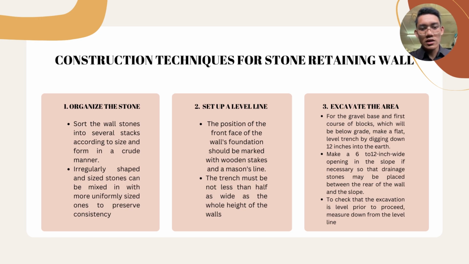Number 3 is excavate the area for the gravel base and first course of blocks, which will be below grade. Make a flat, level trench by digging down 12 inches into the earth. Make a 6 to 12 inch wide opening in the slope if necessary, so that drainage stones may be placed between the rear of the wall and the slope. To check that the excavation is level prior to proceeding, measure down from the level line.